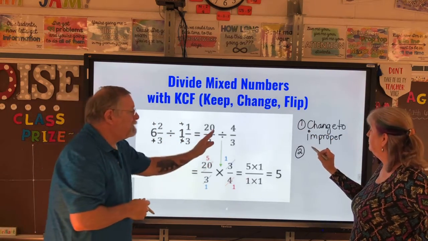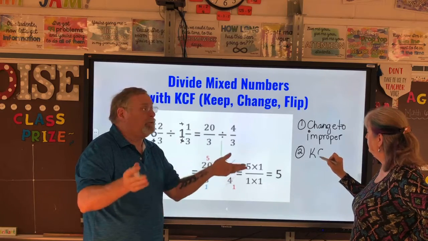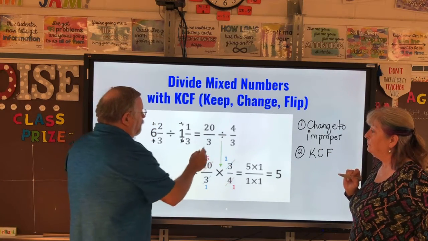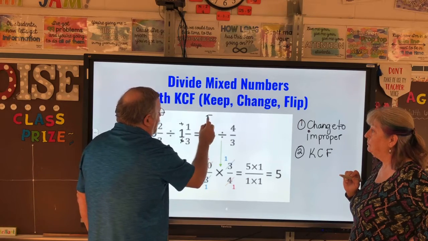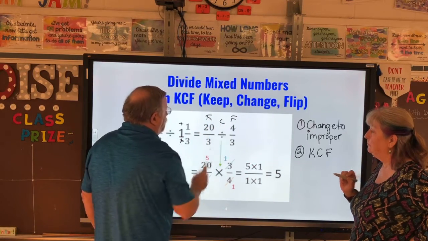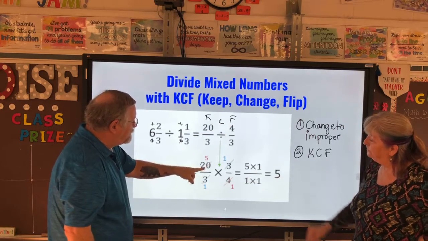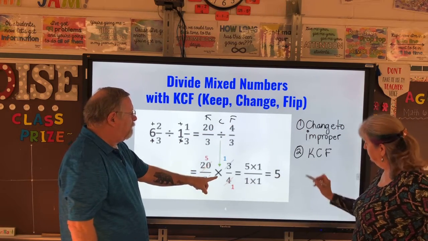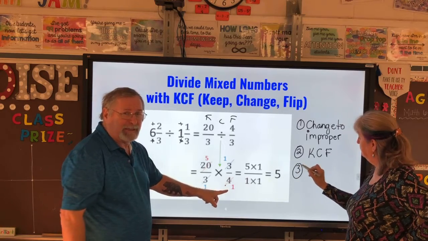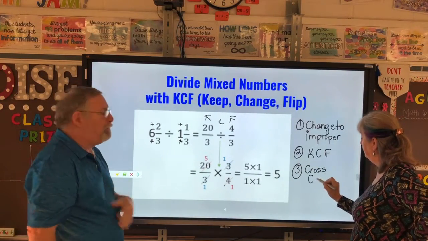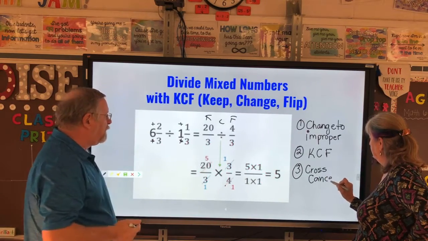Now, this is just multiplying fractions, which we already know how to do. We're going to KCF it, and we already know that stands for keep, change, flip. So we keep this the same, we change that to multiplication, and we find the reciprocal, or flip this. And then we do what I like to do best. We reduce before we multiply.